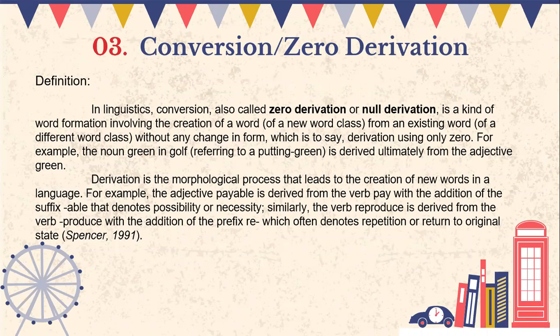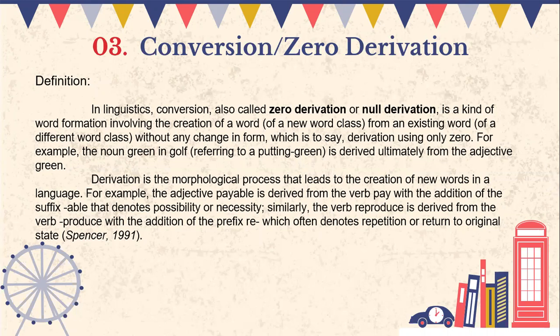Okay. The last material here is about conversion or zero derivation. The definition: in linguistics, conversion, also called zero derivation or null derivation, is a kind of word formation involving the creation of a new word of a new word class from an existing word of a different word class without any change in form, which is to say, derivation using only zero. For example, the noun green in golf, referring to a putting green, is derived ultimately from the adjective green.